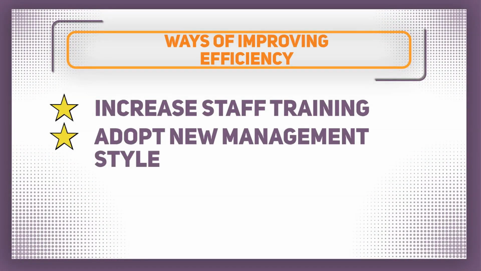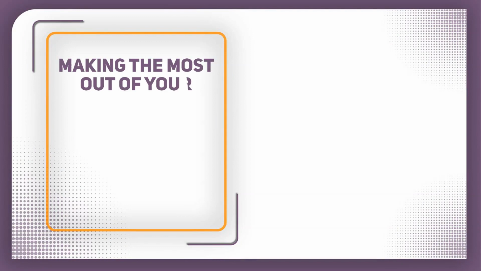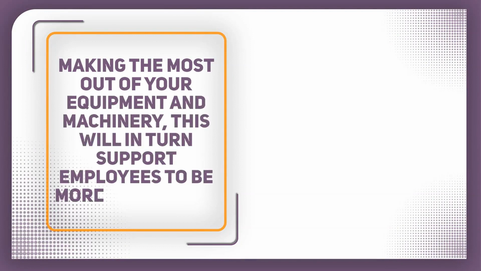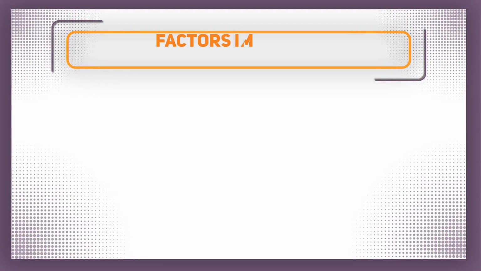A business may decide to increase its investments in machines such as technology and automation, again in an effort to improve productivity. This means basically making the most out of your equipment and machinery, and this in turn will support employees to be more productive. So, you can see that there are many ways we could recommend Johnny and Clarissa change their operations to be more efficient, but there are also a number of other important factors which will determine whether Funky Foodies can actually improve efficiency.